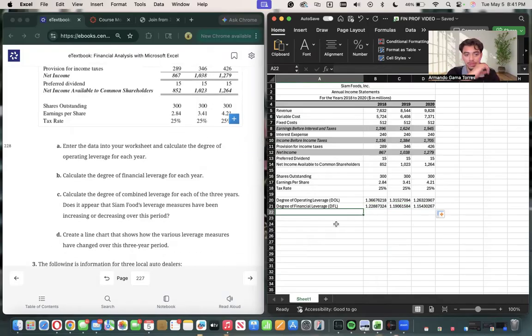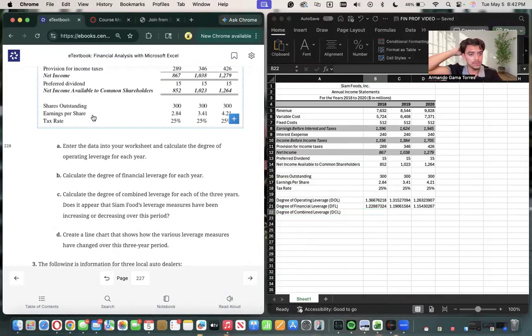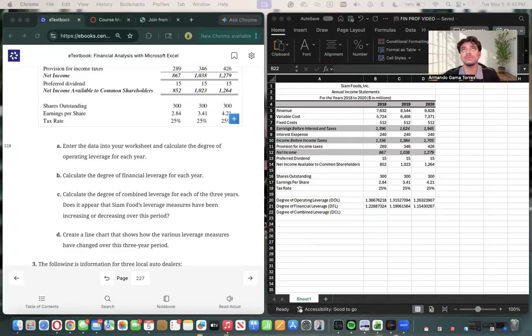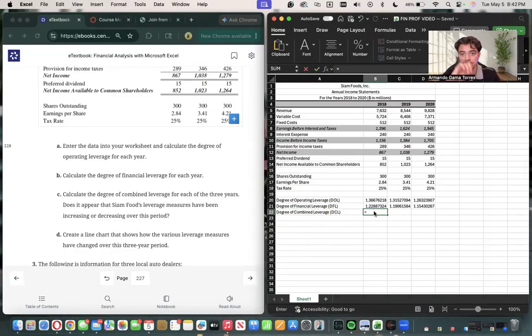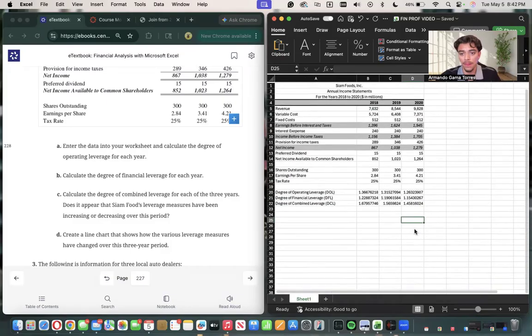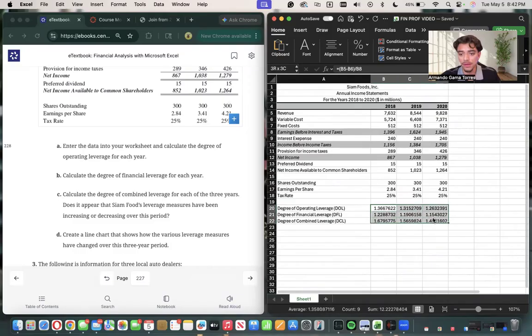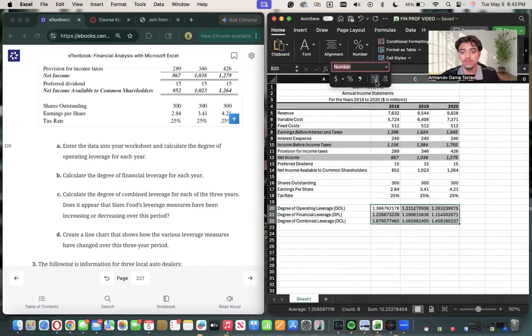Going to go ahead and move on to the next one that they want us to calculate, and that's going to be the degree of combined leverage. This one is as simple as multiplying DOL times DFL to give us the combined leverage and really give us an overview of how the company's been doing. Let me just format these.